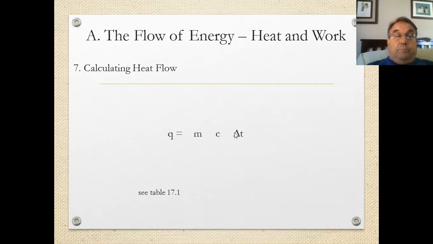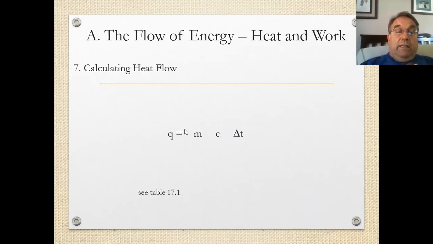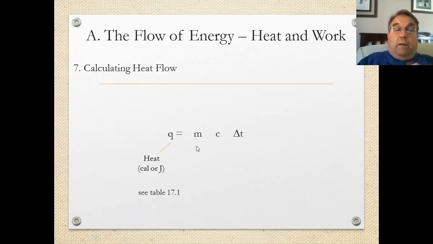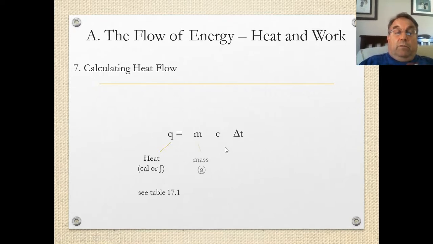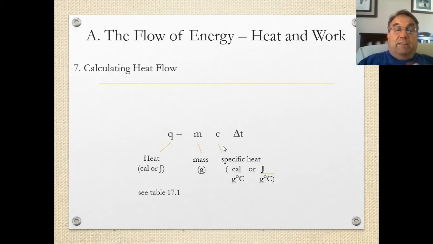So if we're trying to calculate the heat flow, Q is heat, so we can see that heat flow involves three different properties, three different quantities. It depends on the mass of the substance, the specific heat of the substance, and also the change in temperature of the substance. Okay.